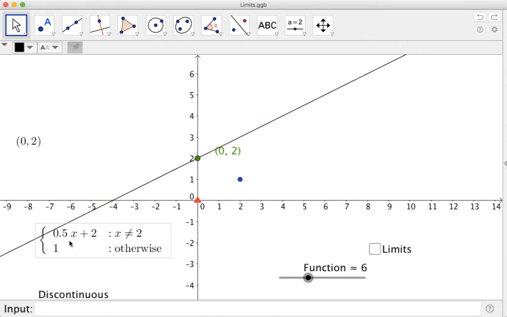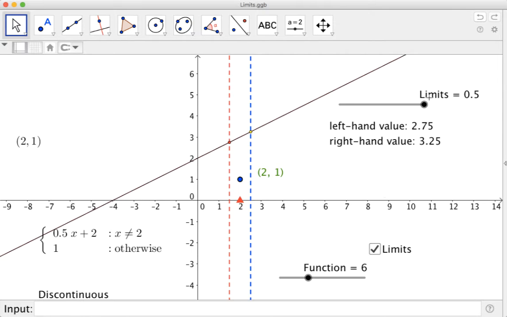Okay, so here's a function. It's defined as 0.5 x plus 2 at every point except when x is equal to positive 2. When x is 2, the value of the function is 1. So we have a hole in this line here at x is equal to 2.